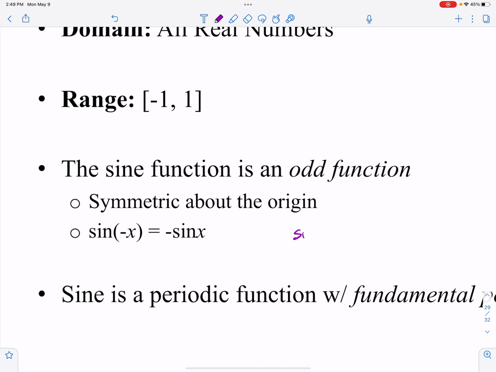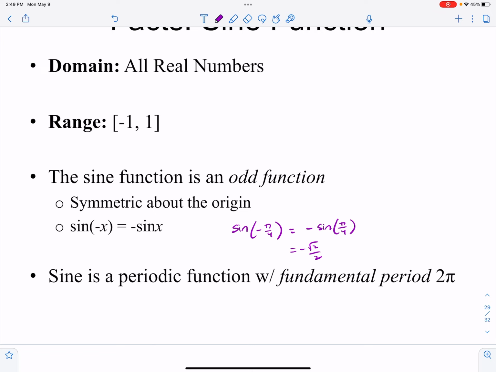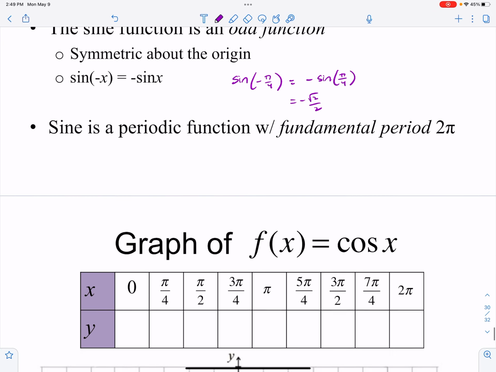Like if you wanted to evaluate sine of negative pi over 4, instead of finding the coterminal angle to negative pi over 4, which you can do, you can pull out the negative and go sine of pi over 4 is root 2 over 2. Oh, that's equal to negative root 2 over 2. So it can be a shortcut for evaluating the trig functions as well. And then we already talked about how sine's fundamental period is 2 pi.